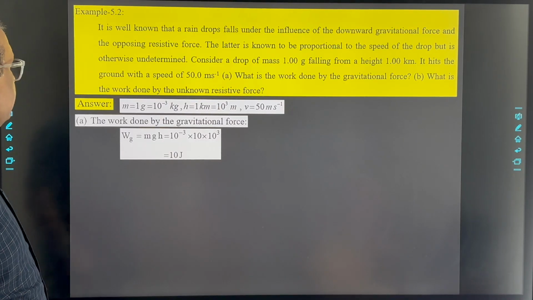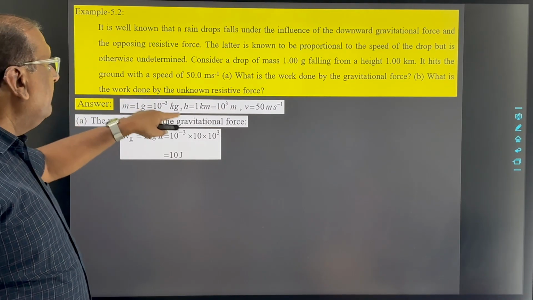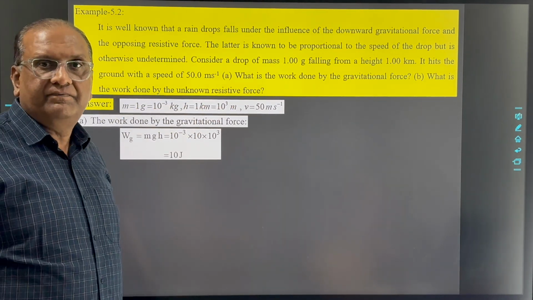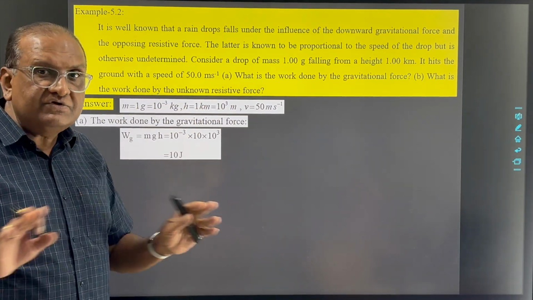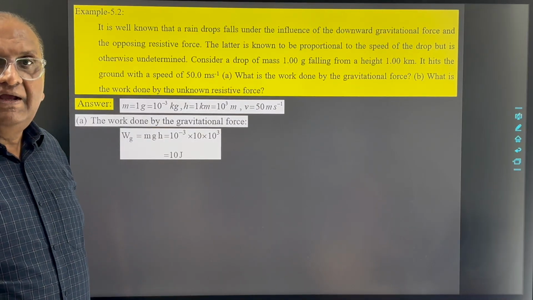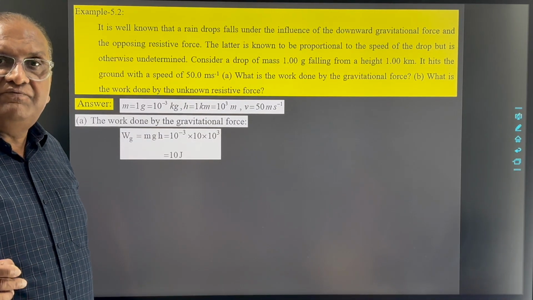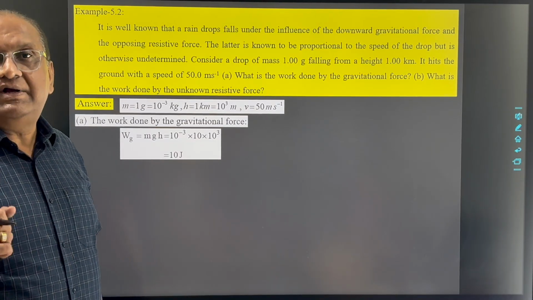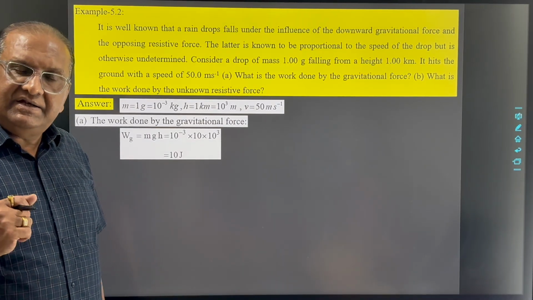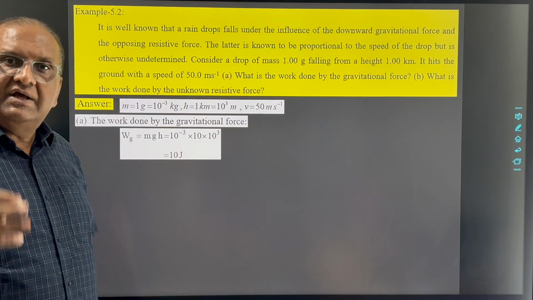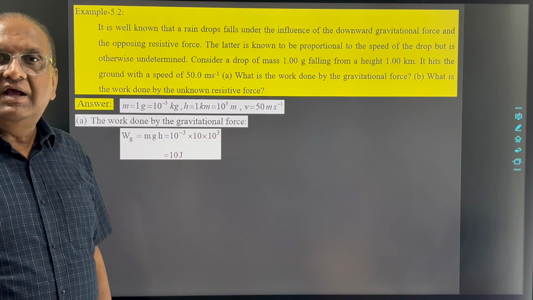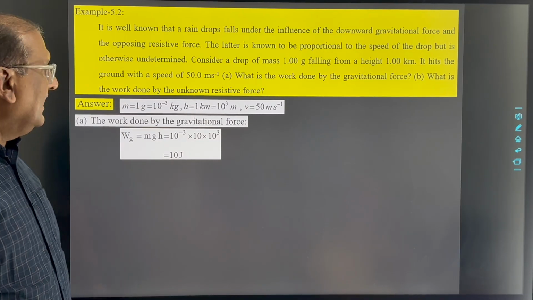Now, the second question is we have to find the work done by the unknown resistive force. The resistive force is unknown, and when it is unknown, how do we calculate the work done by it? Here the work energy theorem will be helpful to us. Now, see here.